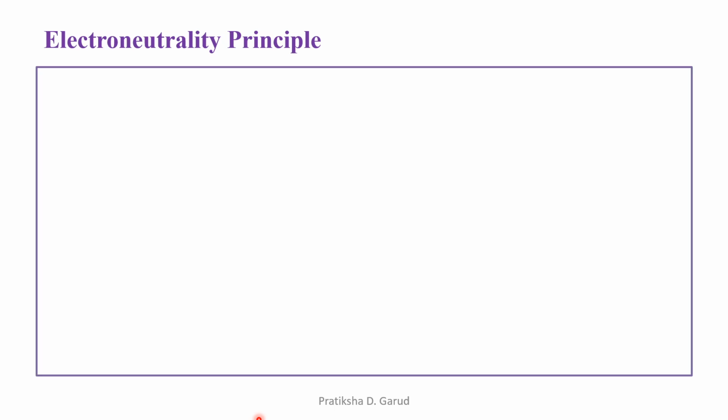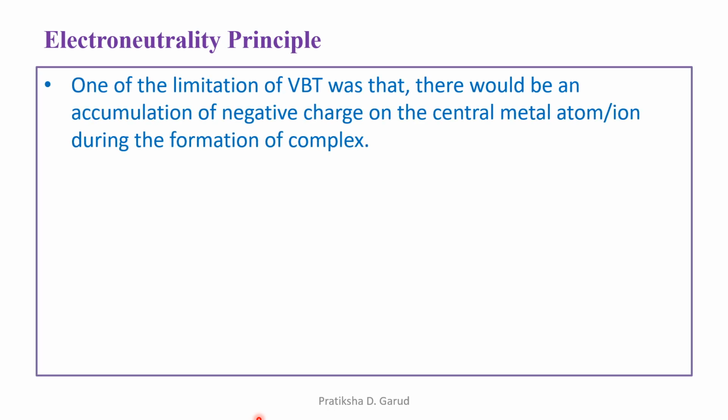Electroneutrality principle. Now here we can see that one of the limitations of valence bond theory was that there would be an accumulation of negative charge on the central metal atom or the ion during the formation of complex. What is the meaning of this?